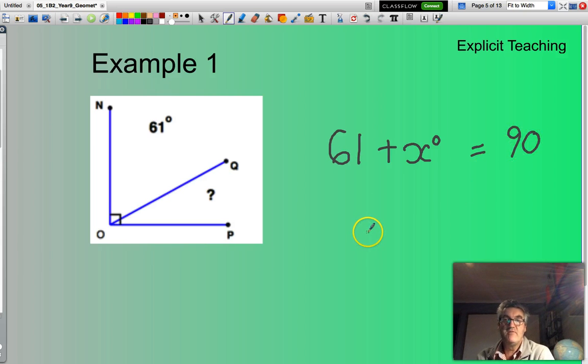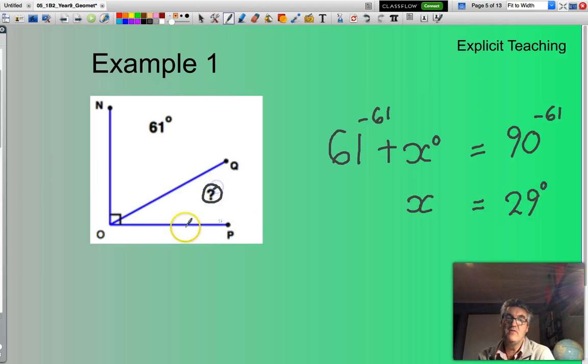Just need to solve a little bit of algebra here. Subtract 61 from this side, subtract 61 from this side. That will cancel out and I'll just be left with x equals, well, 90 take away 61. Well, 90 take away 60 is 30. Let's just take away another one. That will give me 29 degrees. So I could say this angle here, that one there, is 29 degrees. Okay, hopefully that makes perfect sense.